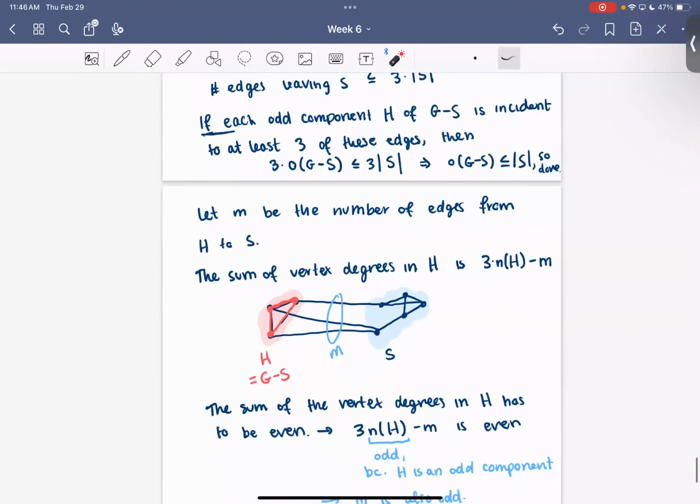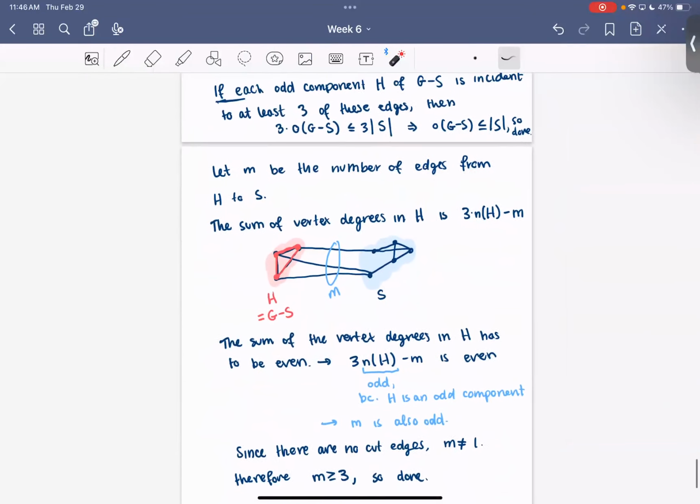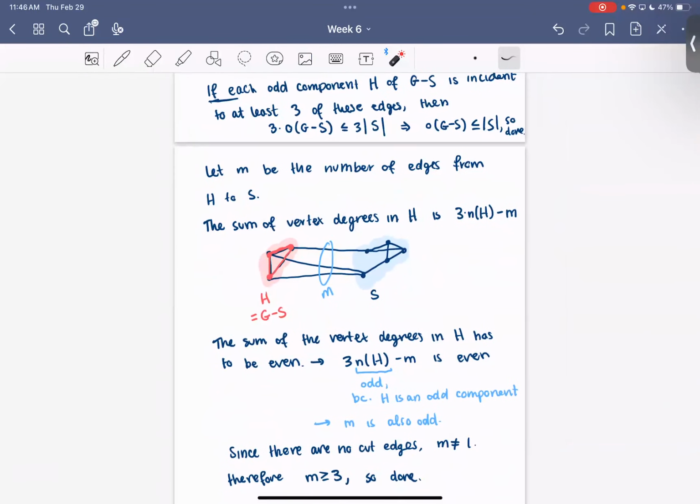Let me zoom out so you can see everything. It's so blurry. Okay, so that finishes the proof. Are there questions?